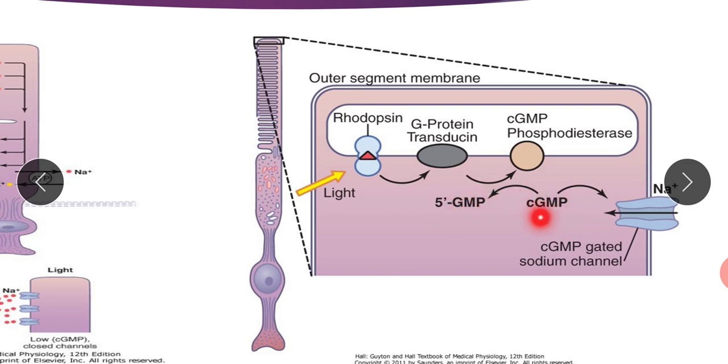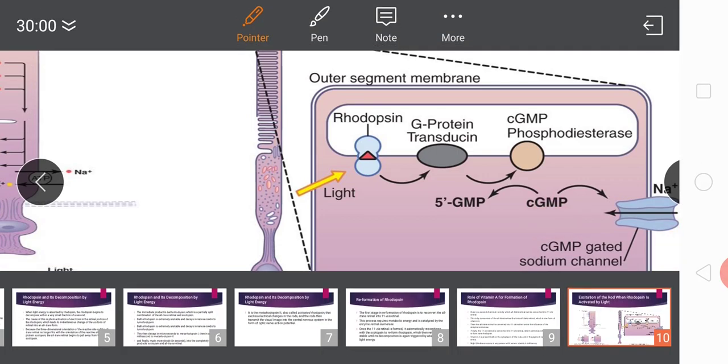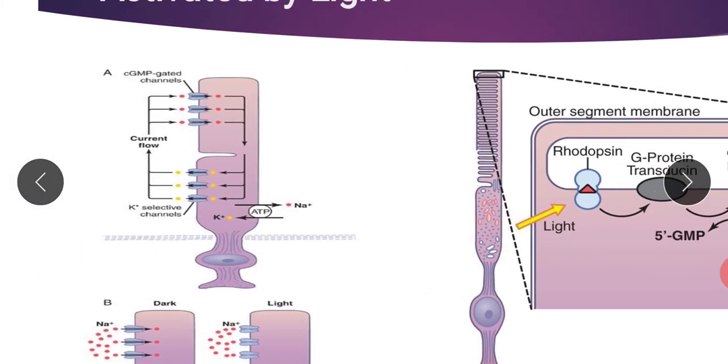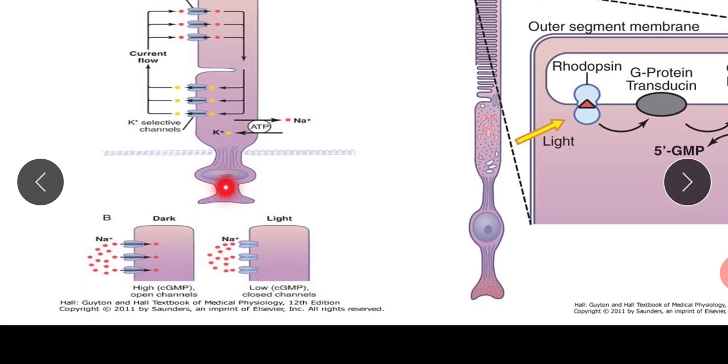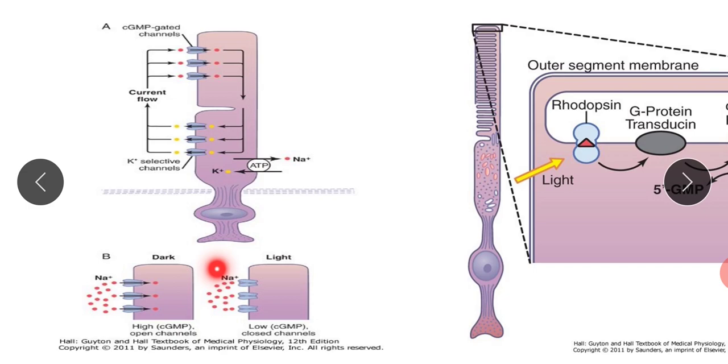Normally this cyclic GMP is required to keep this sodium channel in the outer segment open, but when the cyclic GMP concentration decreases, this sodium channel is going to close. When this channel is closed in the light, meaning when light strikes, the sodium ions are not able to enter into the outer segment. So the entry of positive ions stops.